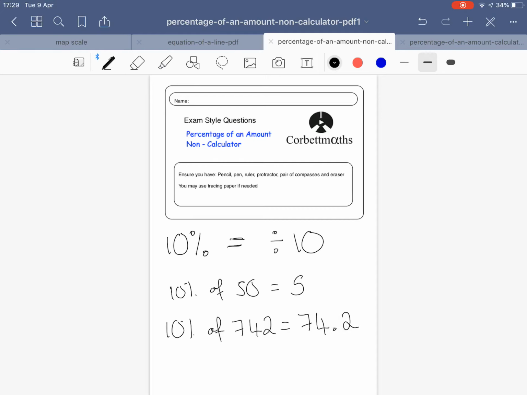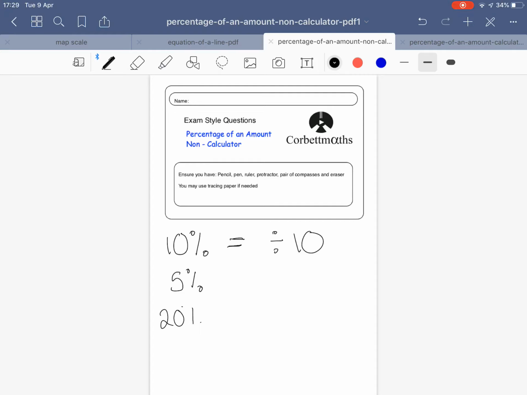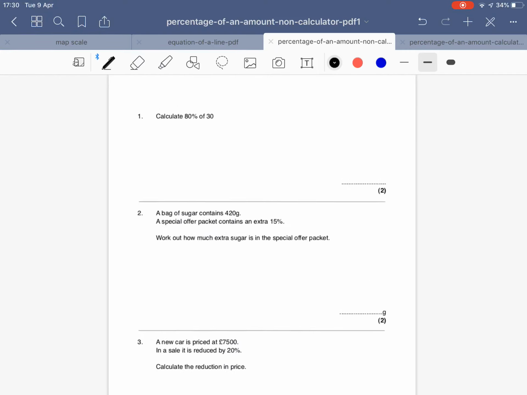So we can find 10% quite easily, and then from that number we should be able to find other percentages. So if you can find 10%, you can half that to find 5%. You can find 20% by doubling it. You can find 30% by timesing it by 3. You can manipulate a lot by just finding 10%. Okay, so let's do some together.